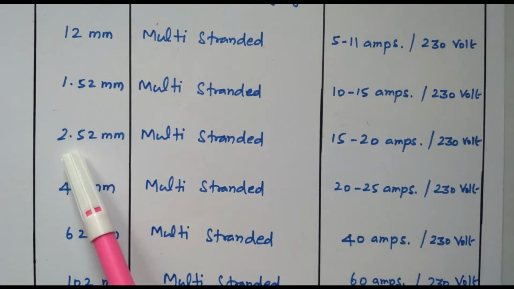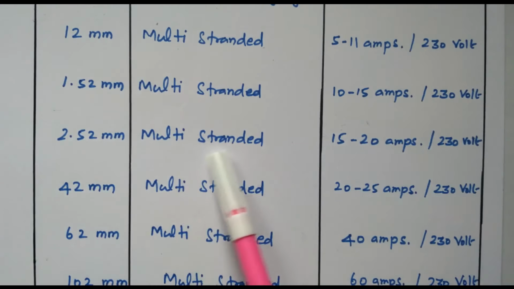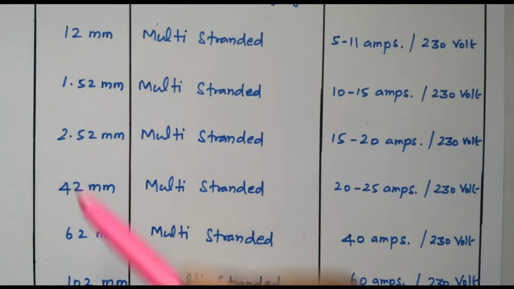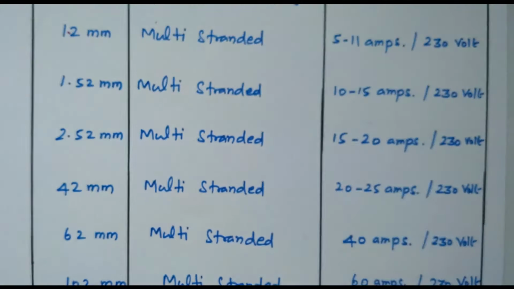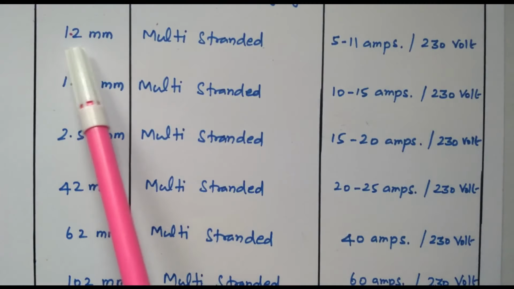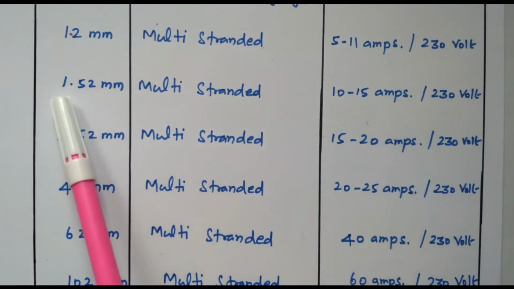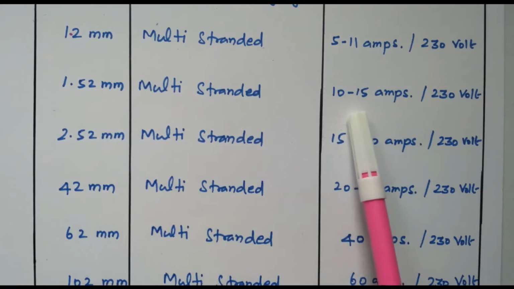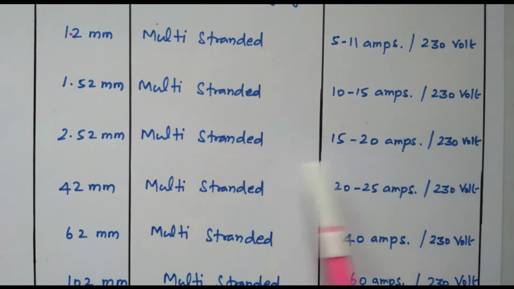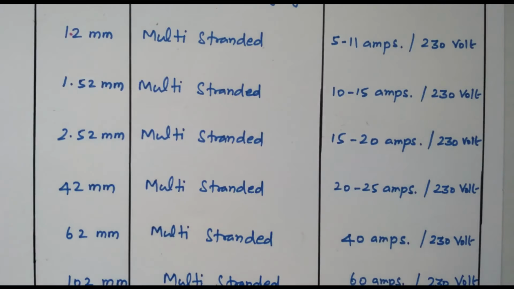The third type is 2.5 millimeter, with multi-stranded, n number of coils. So the first one is not 12 millimeter, it's 1.2 millimeter. When the millimeter size increases, the current increases. 1.2 millimeter is able to carry 5 to 11 amperes. 1.5 millimeter means 10 to 15 ampere. 2.5 millimeter means 15 to 20 amperes. So as the size of the conductor increases, the ampere also increases.